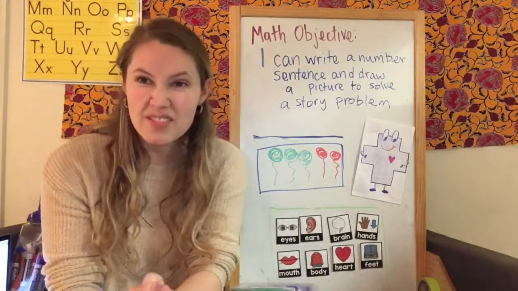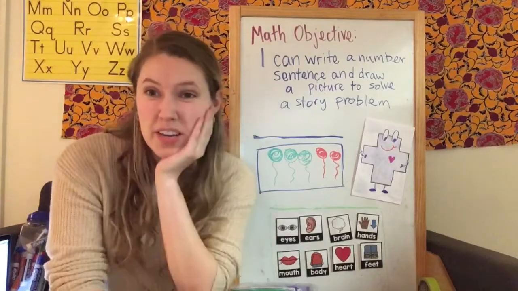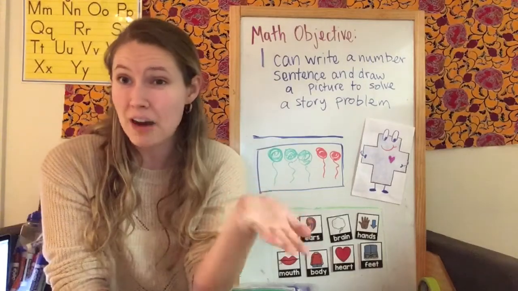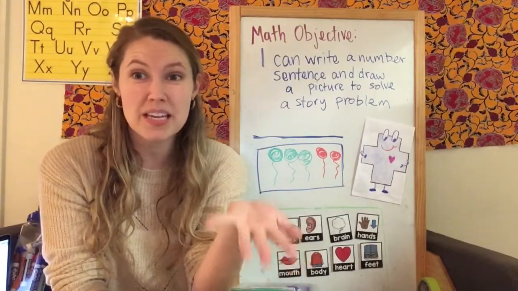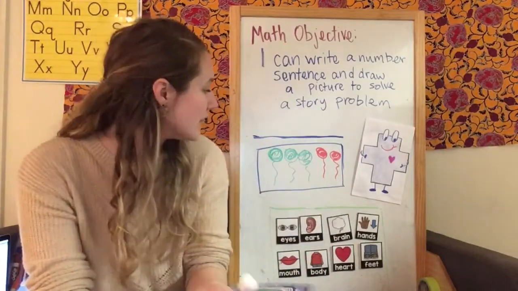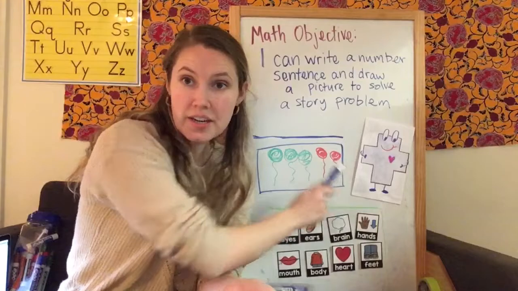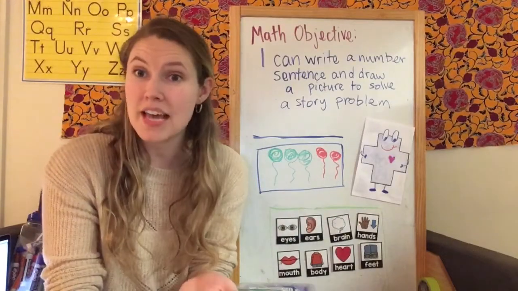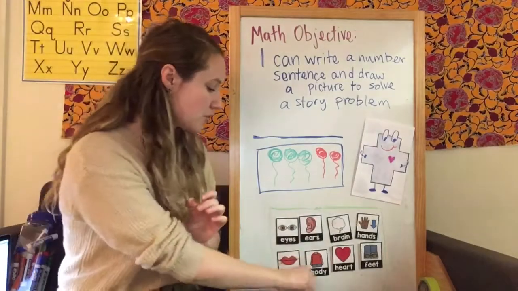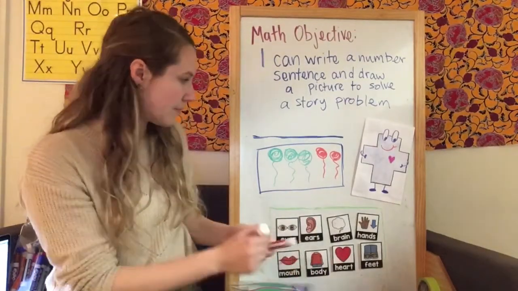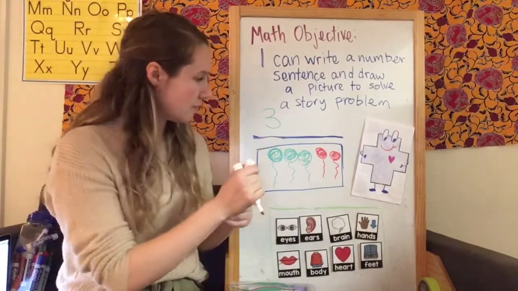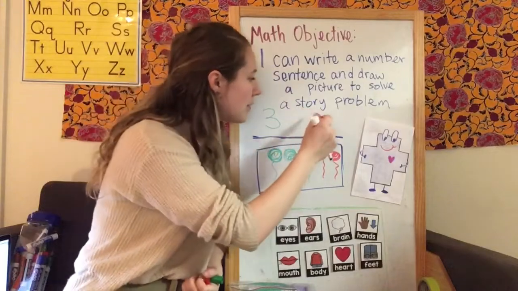Now, what kind of numbers are we going to be putting in our number sentence? How are we going to figure that out? Because remember, the question was a how many question, which means that we're going to be needing to use some numbers to answer it. So I see some different colors here. And remember, in our story problem, we said 3 green balloons and 2 red balloons. So I think I'm going to start with those numbers. I had 3 green balloons and 2 red balloons.